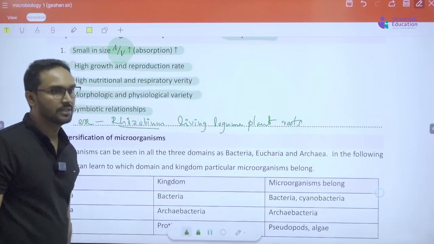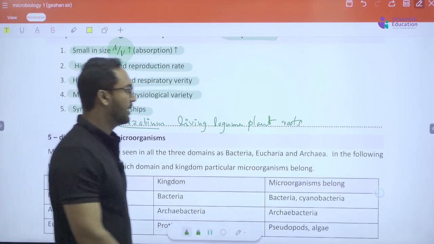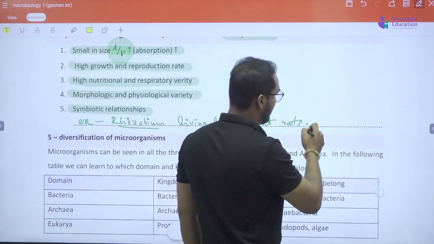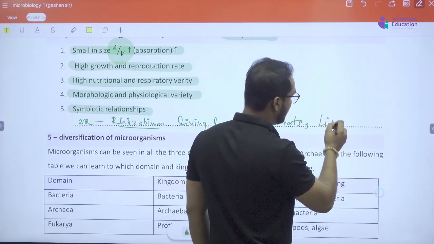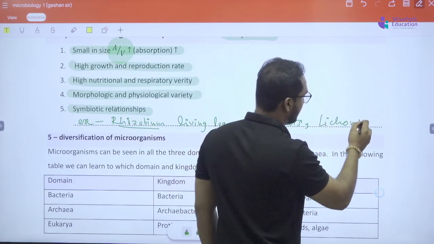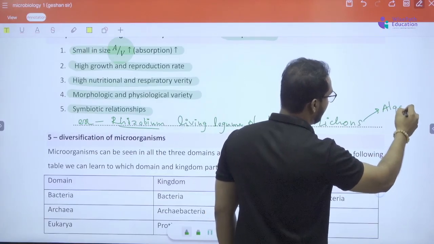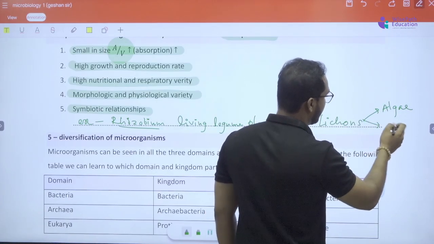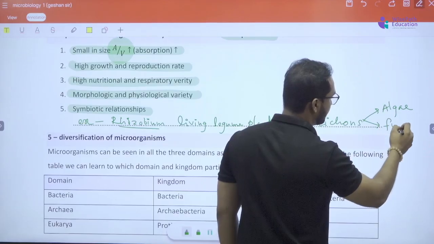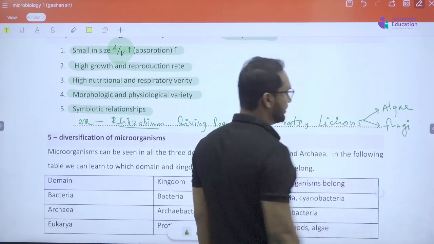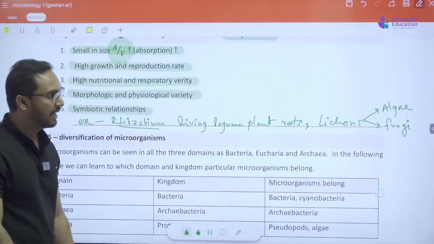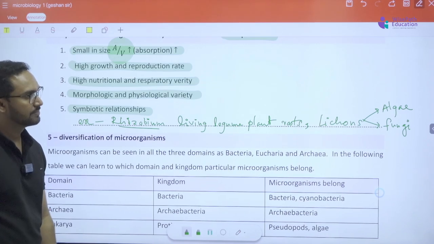That is also one of the symbiotic relationships. You can write it as well. That's called lichens. Lichens are basically the algae or the cyanobacteria and the fungi living together, right? Algae and the fungi living together.